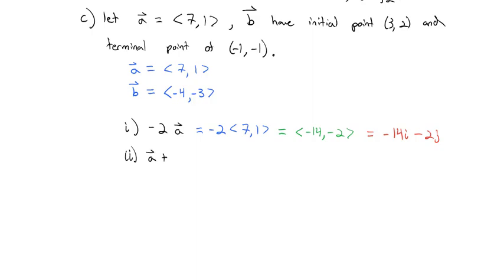Let's look at vector a plus vector b. Here we're adding two vectors together. Vector a is 7, 1, plus vector b is negative 4, negative 3. And for vector addition, we just add the individual components together. 7 minus 4 is 3. And 1 plus negative 3 is negative 2. And in component form, our sum is 3, negative 2. With ij, we have 3i minus 2j.